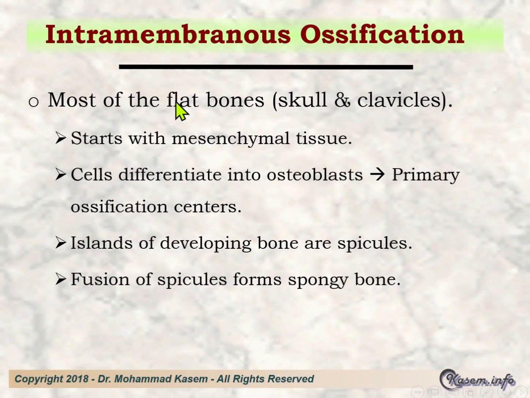Intramembranous ossification occurs mainly in the flat bones, like the skull and the clavicles. It starts with mesenchymal tissue where the cells differentiate into osteoblasts, forming primary ossification centers. Here, islands of developing bone are formed like spicules, and finally there will be fusion of the spicules, forming irregular bars of bone, or the spongy bone.